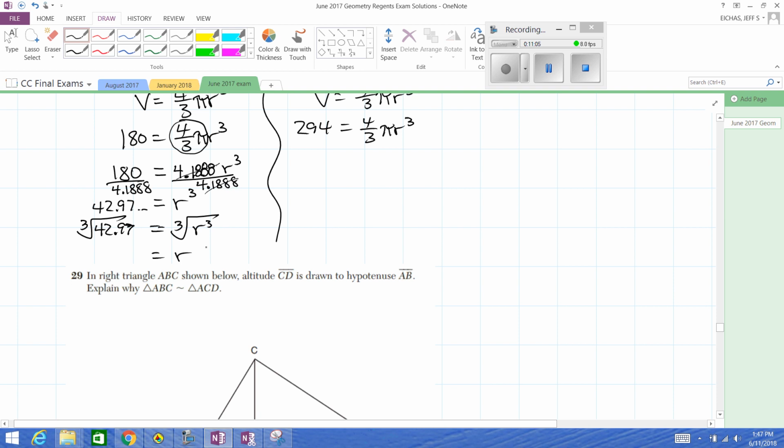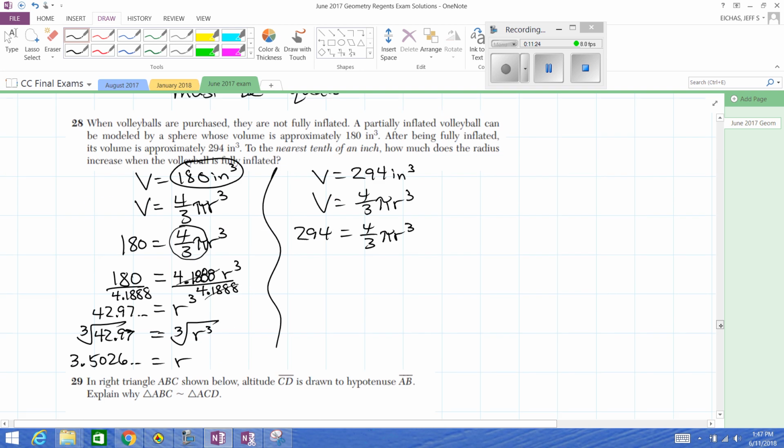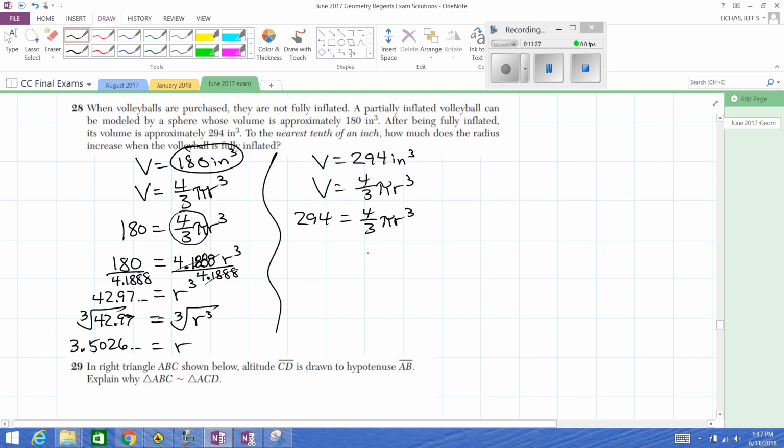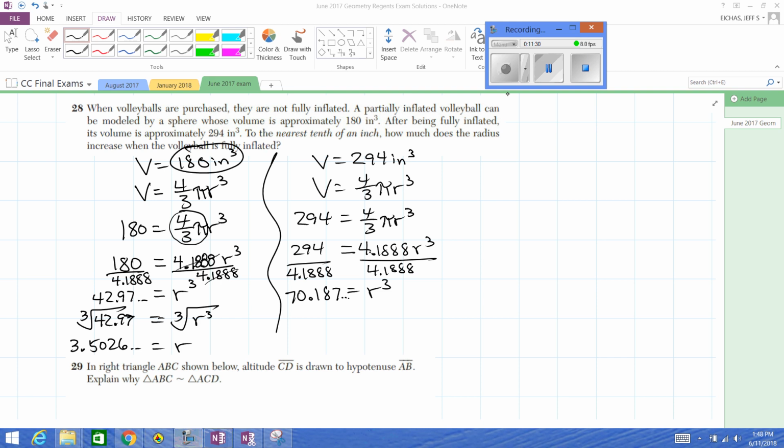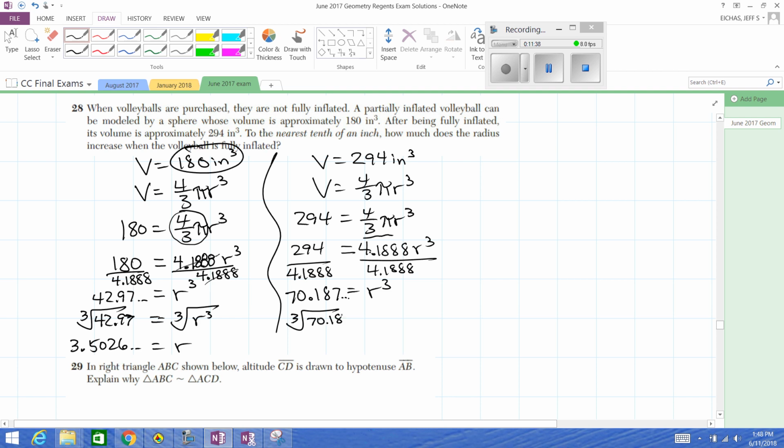I lost that number for a second here. Let me just get that back. 3.5, so basically 3.5026. That's not the final answer. I better not circle that. That is just the radius when it was not fully inflated. Same process over here. I multiplied that out, same number. We're going to take the third root of that number and get 4.1249.